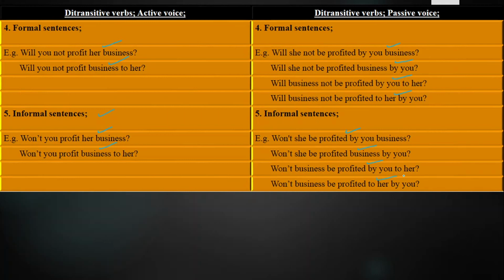So these are the sentences of the ditransitive verb profit in the future indefinite tense.